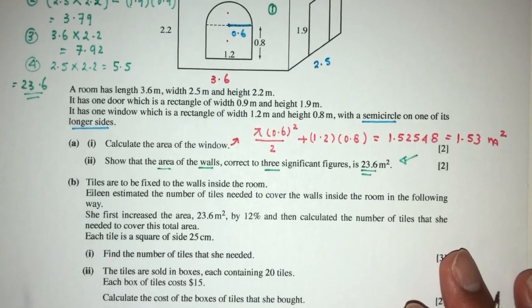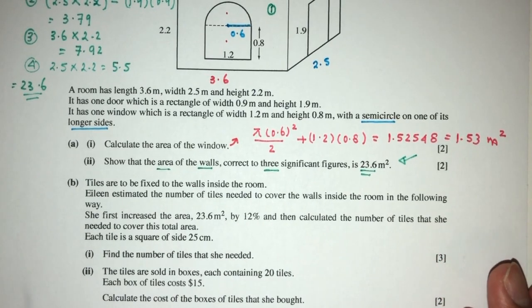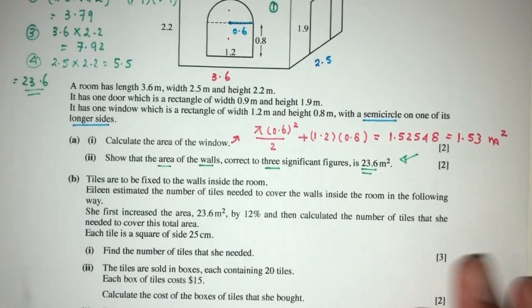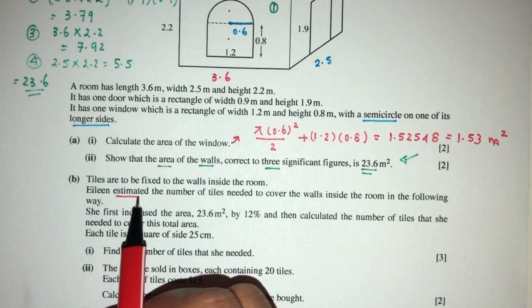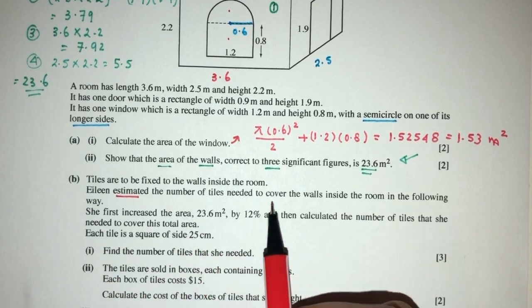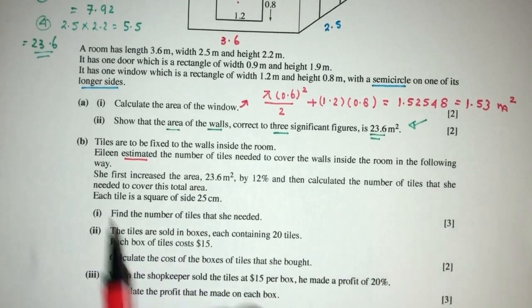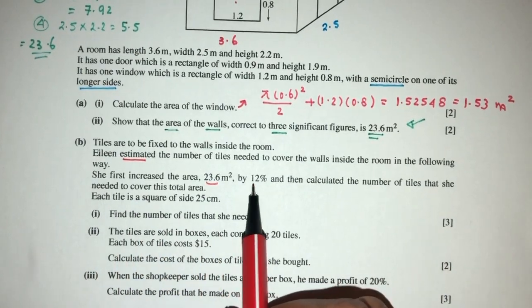Now for part B, tiles are to be fixed to the wall inside the room. Okay, so we understand that the area inside the room is the same as the area outside the room as well, at least for the walls, right? Now, Aileen estimated the number of tiles needed to cover the walls inside the room in the following way. She first increased the area by 12%.